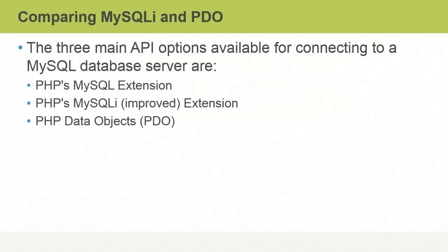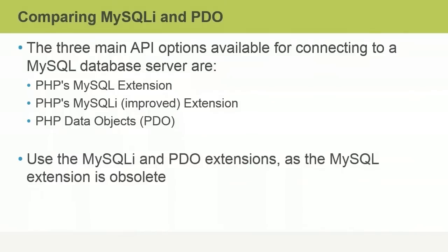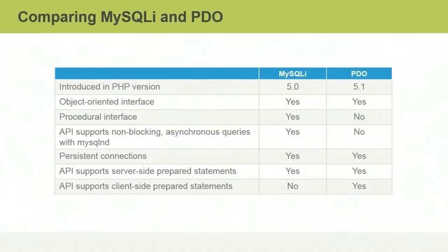The three main API options available for connecting to a MySQL database server are PHP's MySQL extension, PHP's MySQLi, I for improved, extension, and PHP Data Objects, PDO. Use the MySQLi and PDO extensions as the MySQL extension is obsolete. Now we'll be comparing MySQLi and PDO.